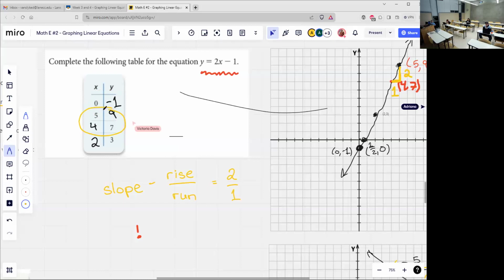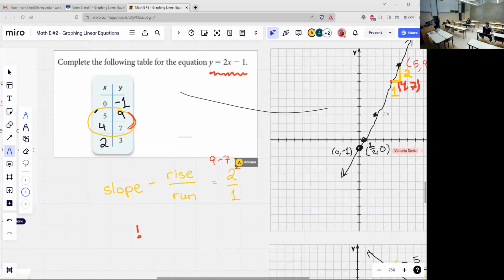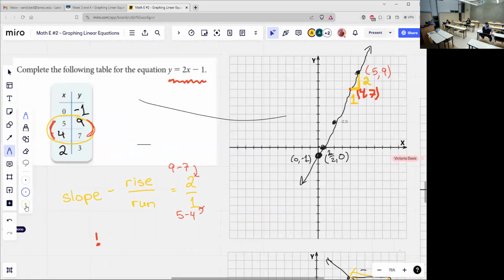I have those points, then I can just say, what is the change in y? These two, that was the 9 minus 7. What's the change in x? That's those, 5 minus 4. So I don't need to actually see the triangle, I can just know it's there. Even though we saw that, yes, the triangle is really right here.